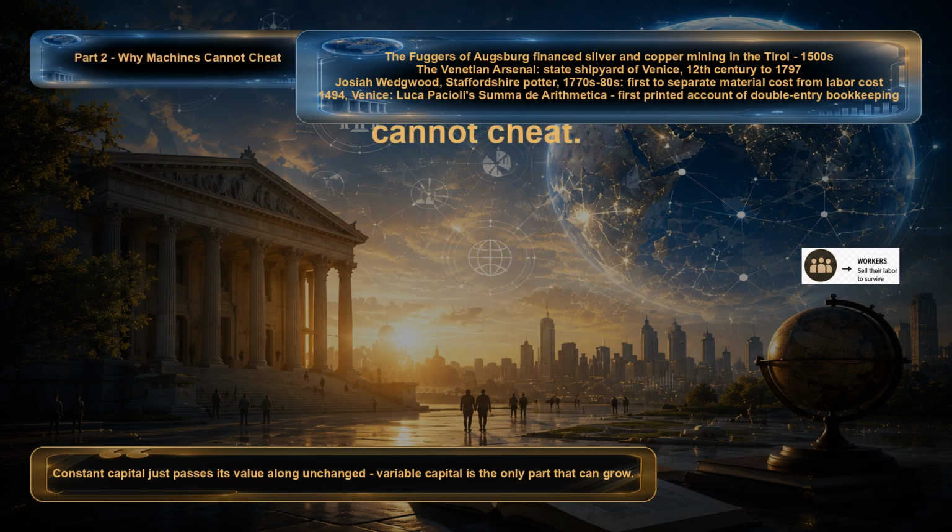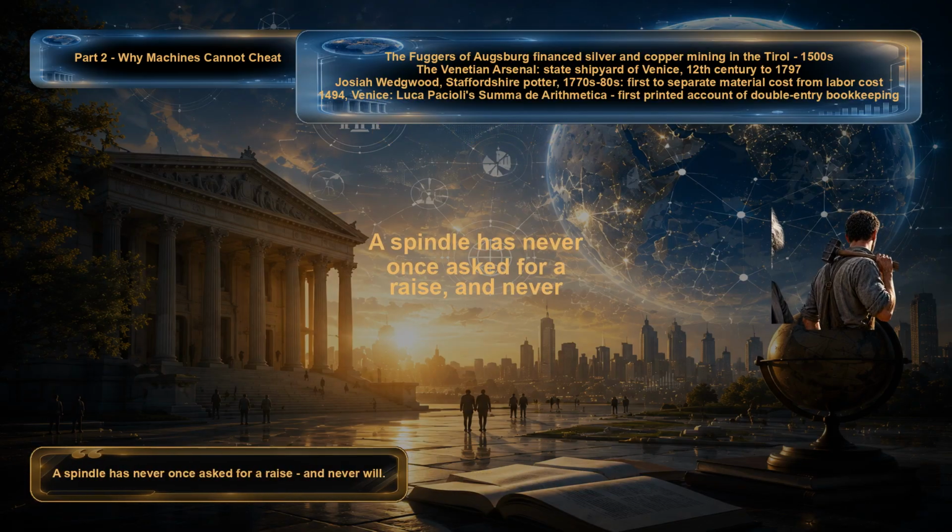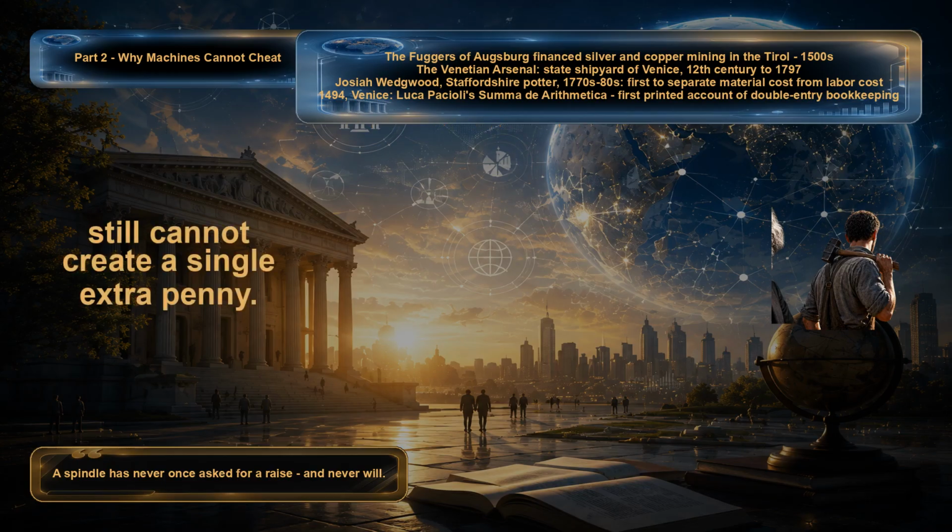Part 2, Why Machines Cannot Cheat. A spindle has never once asked for a raise, and never will. The most loyal, hardest working object in the factory still cannot create a single extra penny.